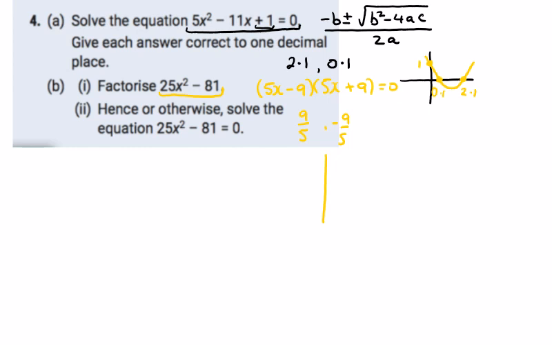And then we sketch this. Negative root, positive root. We have minus 9 over 5 and plus 9 over 5. And our y-intercept is minus 81.